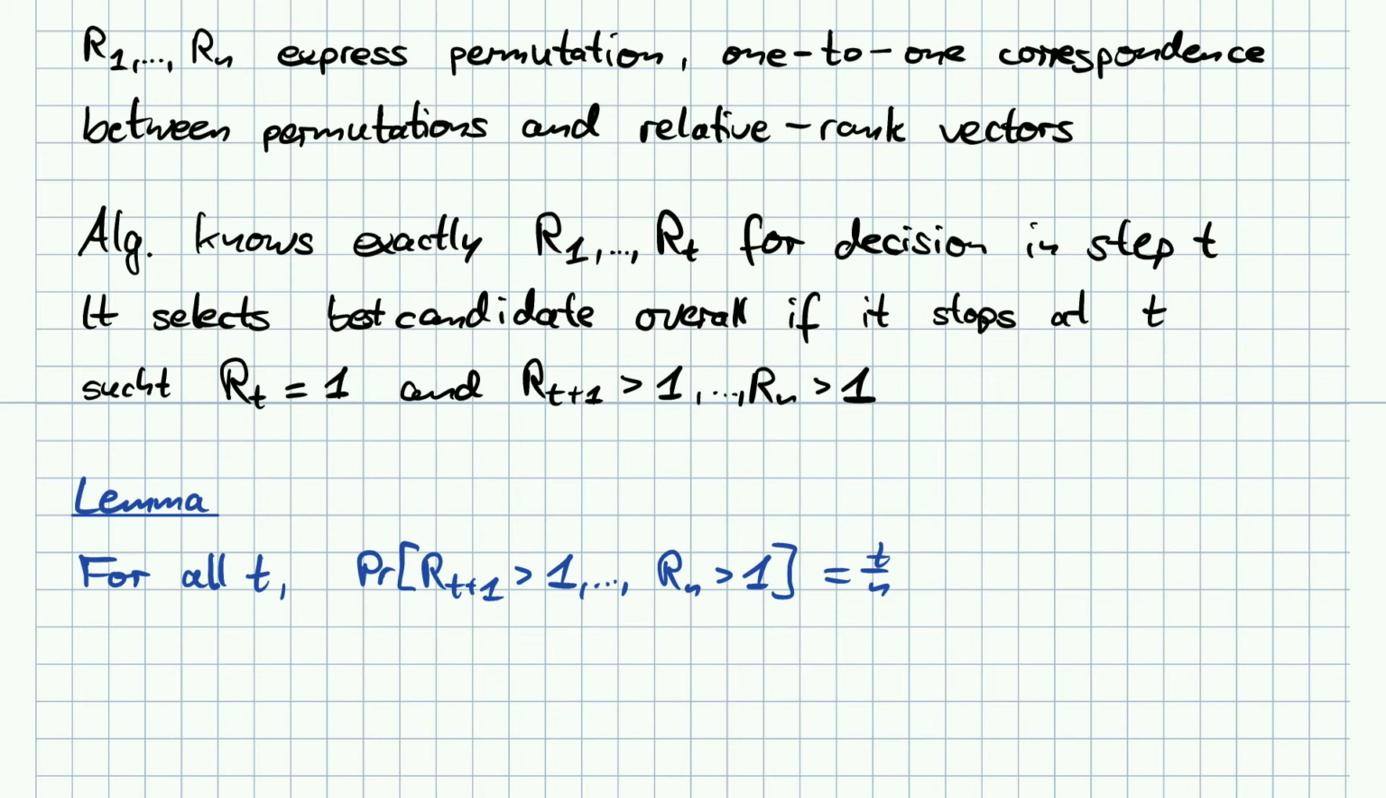So what does this mean regarding when the best candidate has to arrive? The best candidate has to arrive in steps 1 through t. This is exactly equivalent to this statement. And what's the probability for the best candidate to arrive in steps 1 through t? It is exactly given as t over n. But we can also prove this in a different way, which is more in line with what we've now introduced.